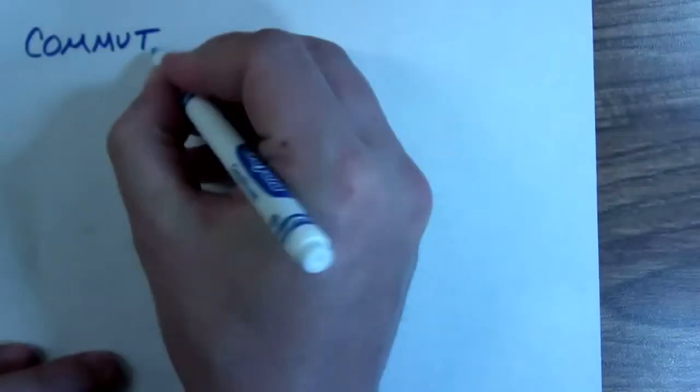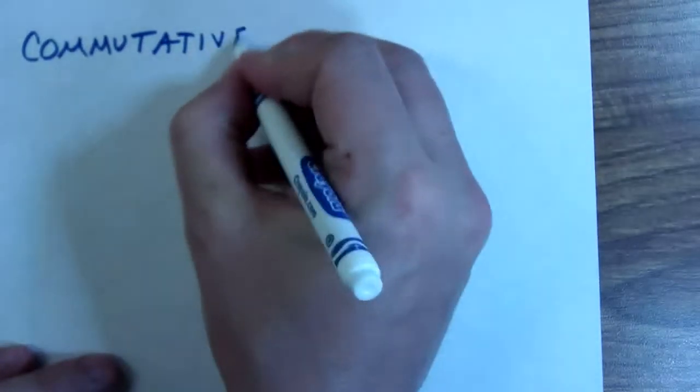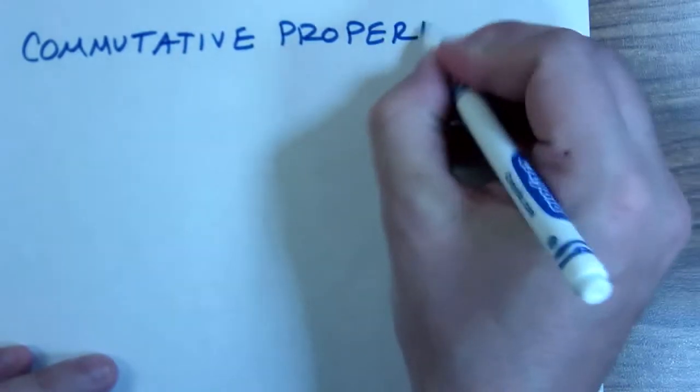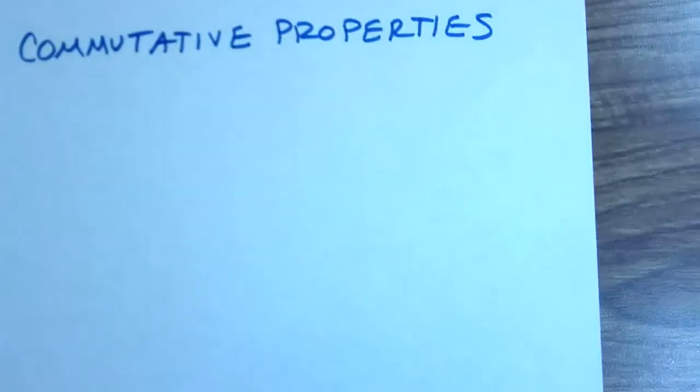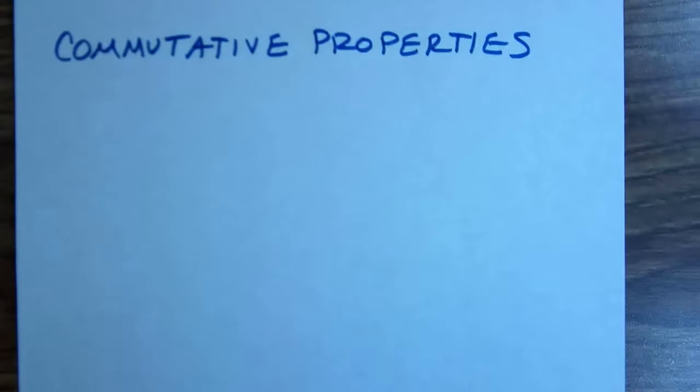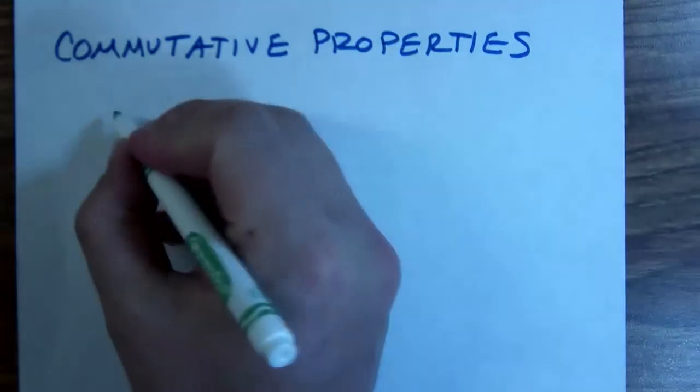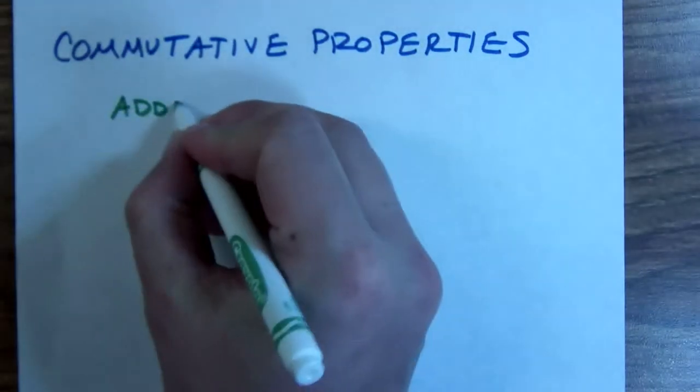So let's start off with a set of properties that is called commutative properties. Now the word commutative is sort of a giveaway for what these properties do because it has the word commute in it. What does commute mean? Yeah, you move. Commuting's when you move. So there are two commutative properties. There's the commutative property of addition.